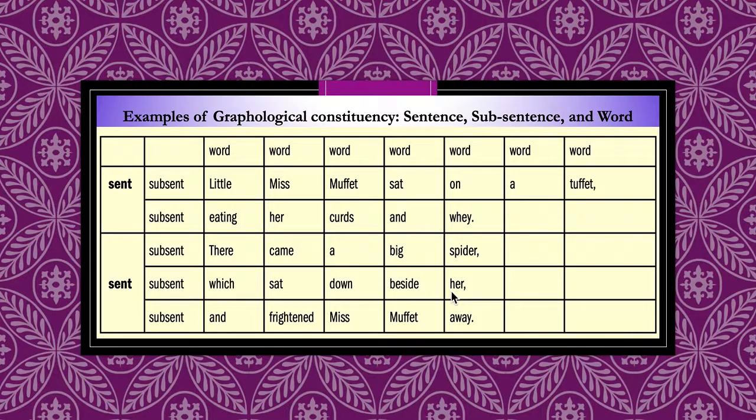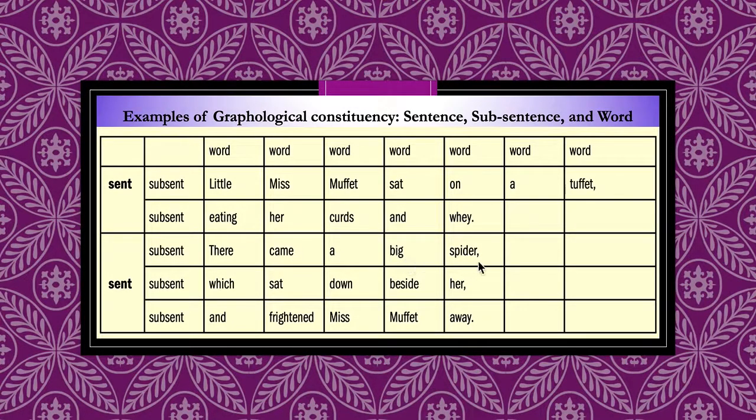Look at the sentence. This is a sentence, a big chunk of sentence, constituency of sentence. Then we further can divide the sentence into subsentences. When we divide into subsentences, we use comma, colon, semicolon. So here we have used a comma. So, little Miss Muffet sat on a tuffet, and comma. And these are the words.